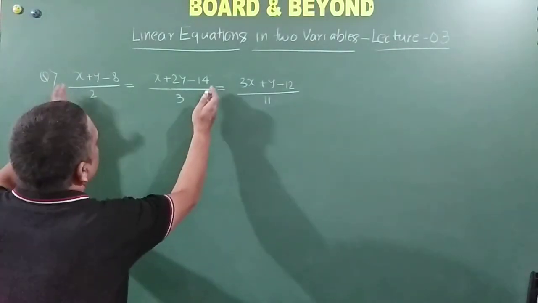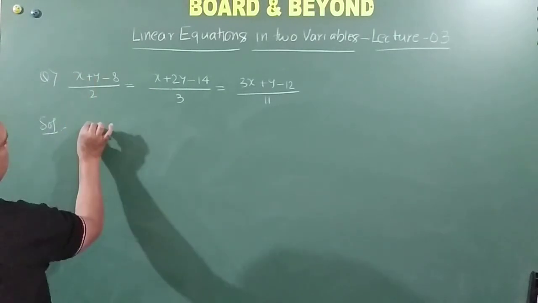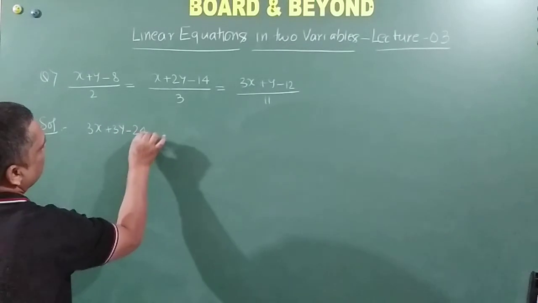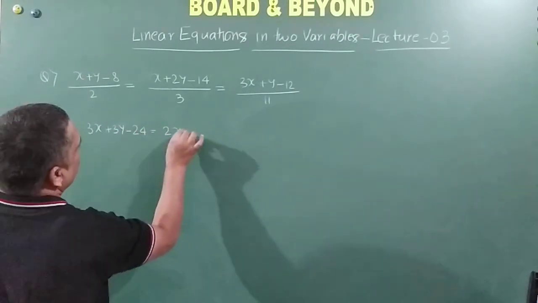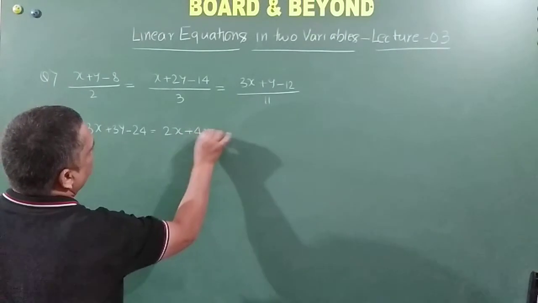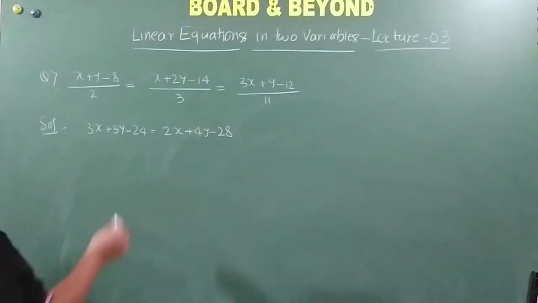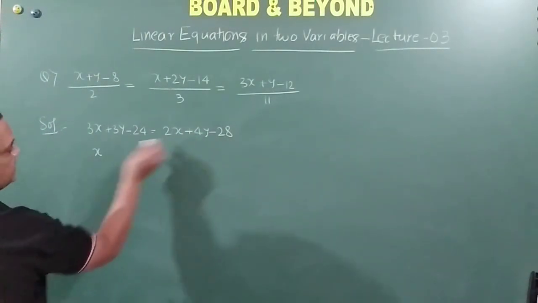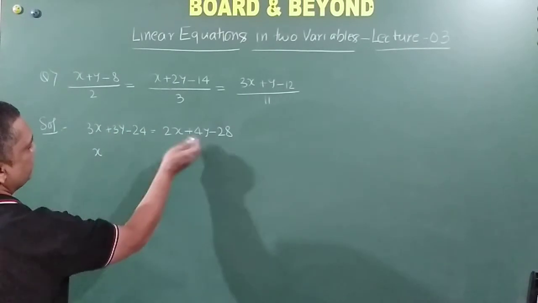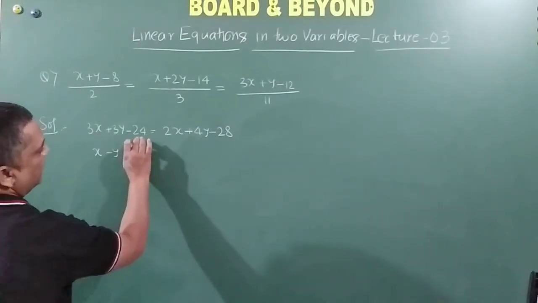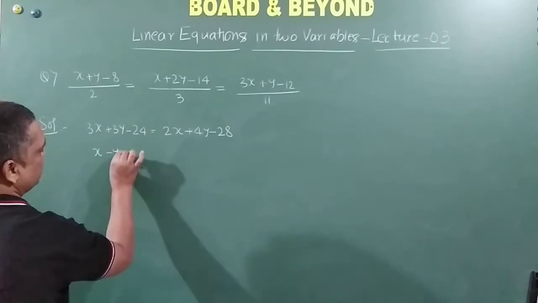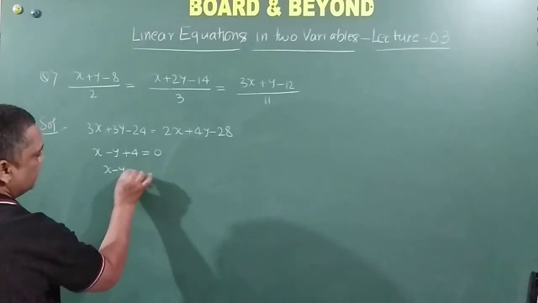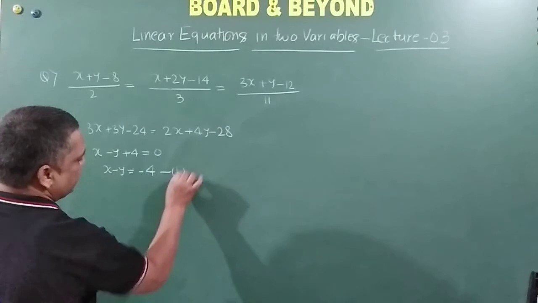First I am going to consider this and this. So I will do a cross multiplication. 3x plus 3y minus 24 is equal to 2x plus 4y minus 28. Right, friends? So I am going to take all the terms to one side. So this becomes x, because this becomes minus. So plus 3 minus 4, that is minus y. And minus 24 plus 28, so plus 4, is equal to 0. Or we can say x minus y is equal to minus 4. This is my equation number 1 now.